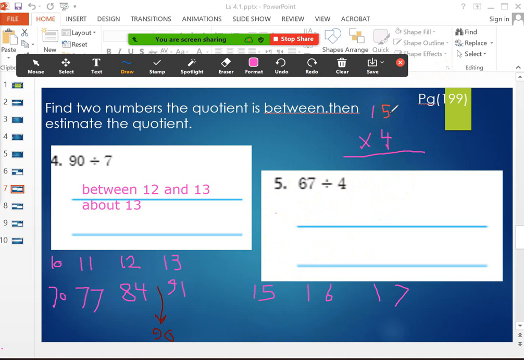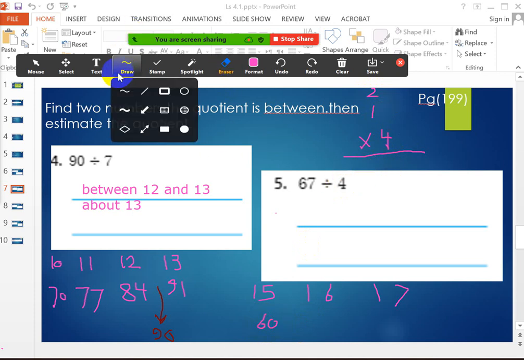4 multiply 5 equals 20, so I put 0 here and 2 above the tens. 4 multiply 1 equals 4 plus 2 equals 6. So the first multiple is 60. Now the second one, I will multiply 4 with 16.